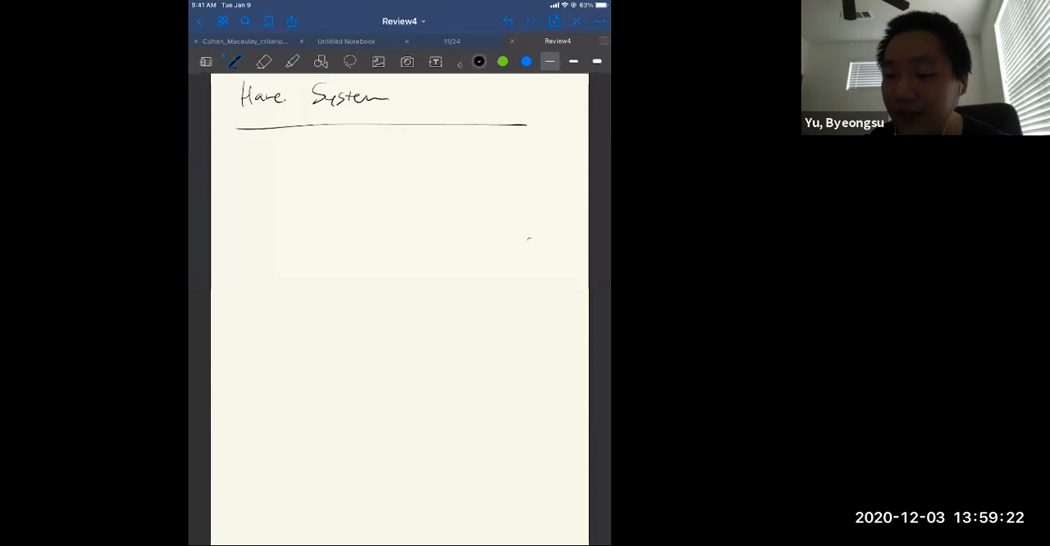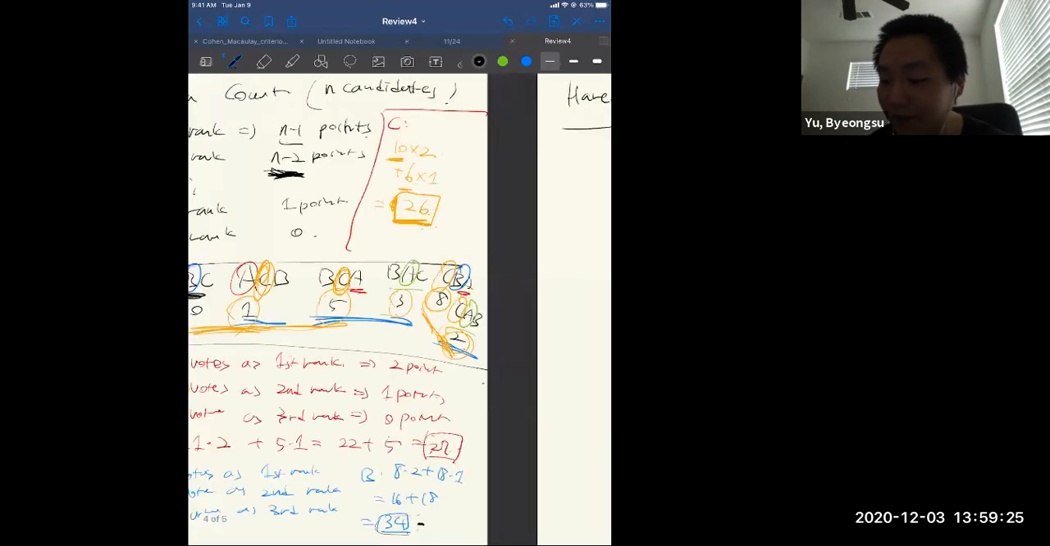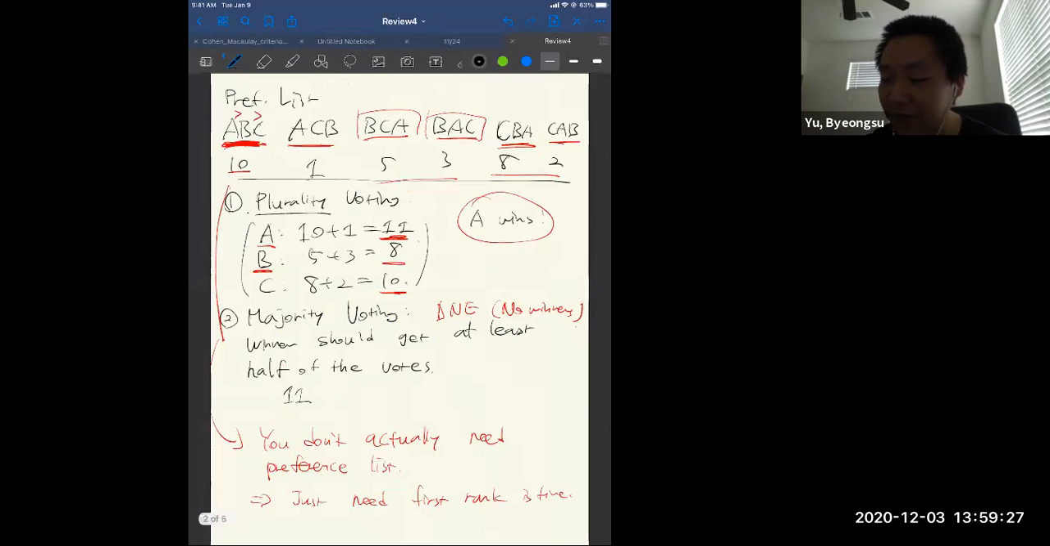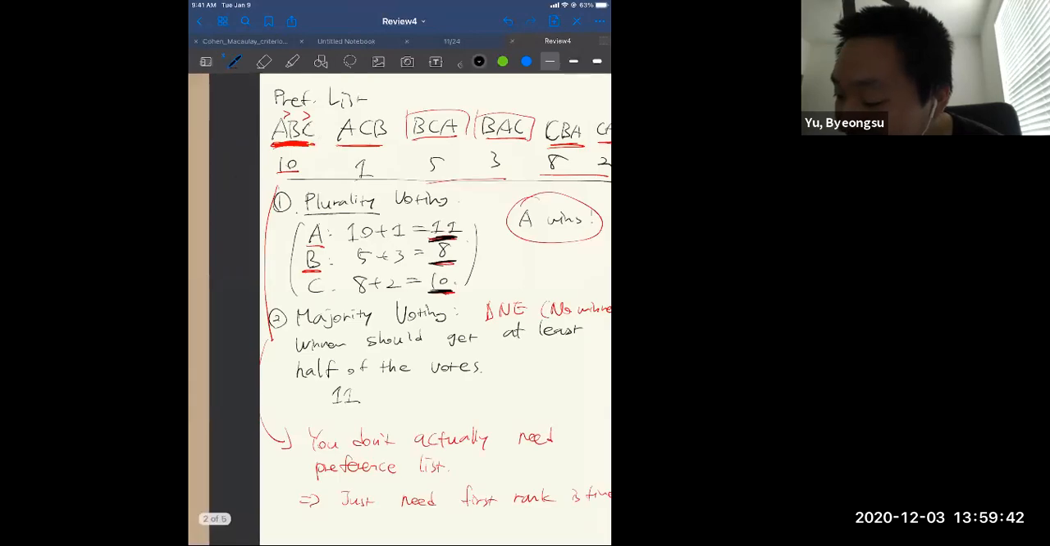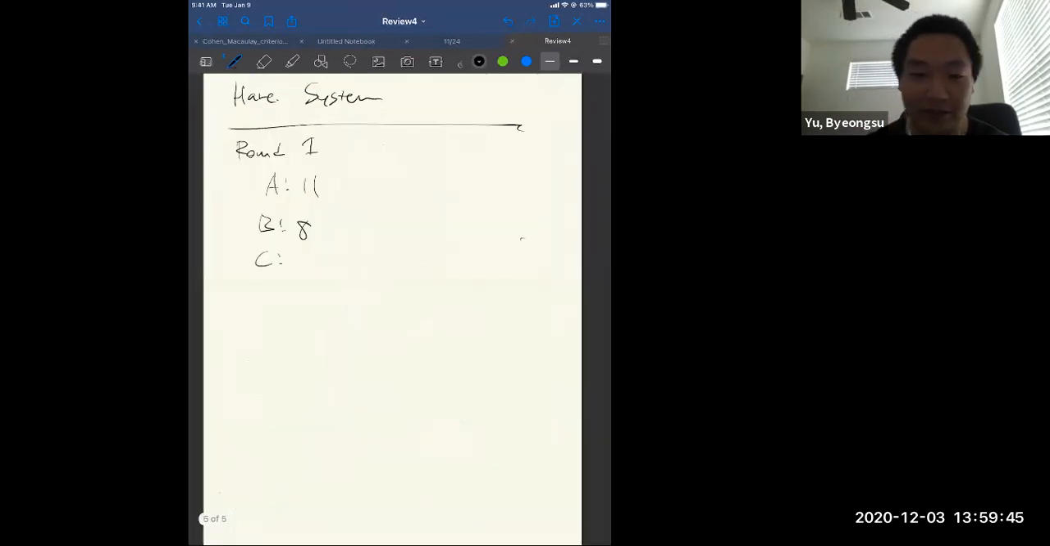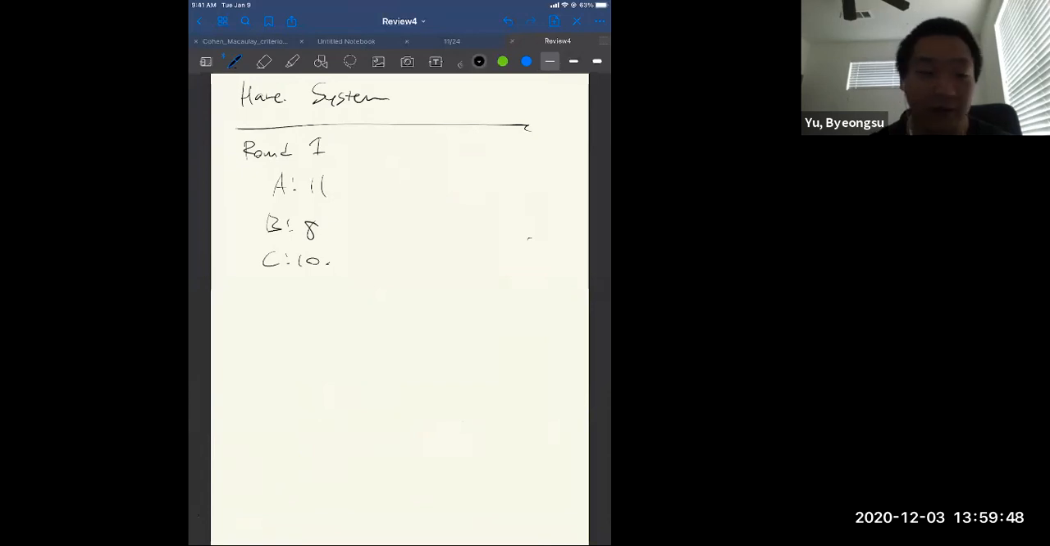In this case, from the plurality voting, we know that A got 11 points, B got 8 points, and C got 10 points, right? So in round 1, everybody is alive. A got 11, B got 8, and C got 10 points, sorry. So here are the round 1 votes for A, B, and C in the Hare system. From this, B should be eliminated because the candidate with the fewest votes is B, right?